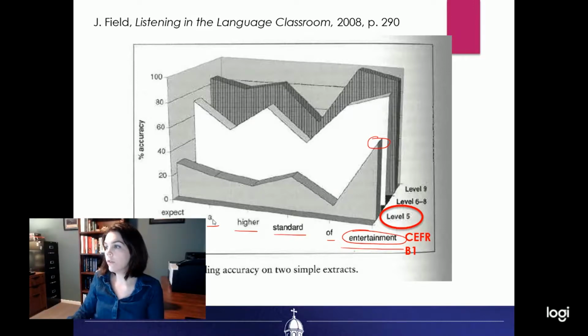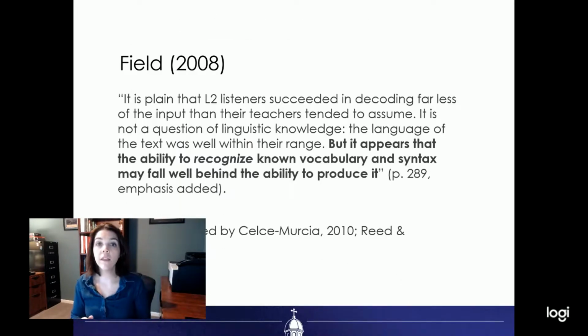And so what Field deduces from his research is that it's plain that second language learners succeeded in decoding far less of the input than their teachers tended to assume. It's not a question of their linguistic knowledge. The language of the text was well within their range. They know these words, right? But it appears that the ability to recognize known vocabulary and syntax may fall well behind the ability to produce it. So it's a pretty sobering thought when we think about our expectations of what our students who are B1 learners understand. We're probably overestimating how much they accurately understand from spoken English.